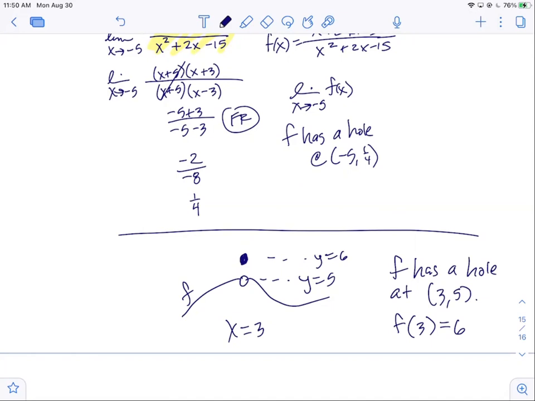And the domain would still be all real numbers. In this case, if this were the graph and we assumed it went on forever, the domain would still be all real numbers. Yes. Okay.